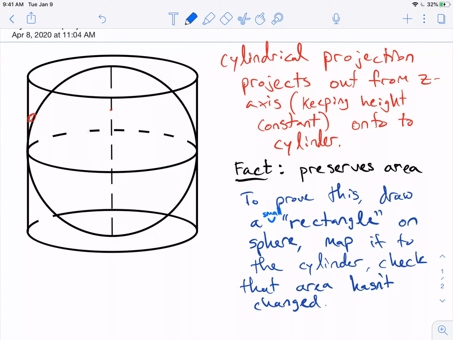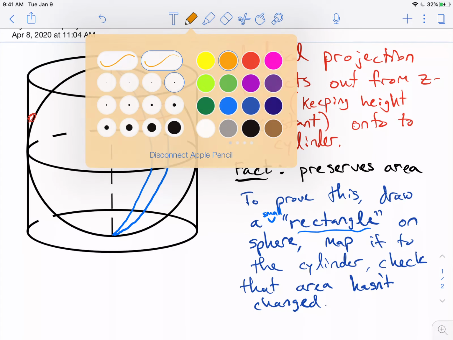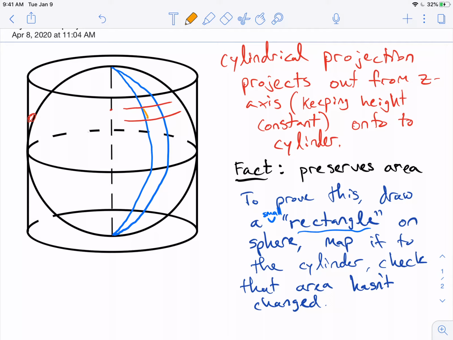So what do I mean by a rectangle in quotations on the sphere? Well, I'm going to just create a four-sided figure that's bounded by longitude lines and latitude lines. So here's two longitude lines. Those are going to be the two sides of my rectangle. And I choose two latitude lines as well. Something like that. And then my rectangle is this region in here.